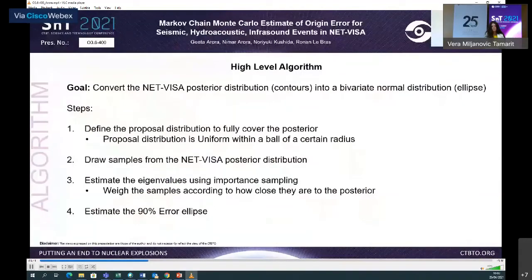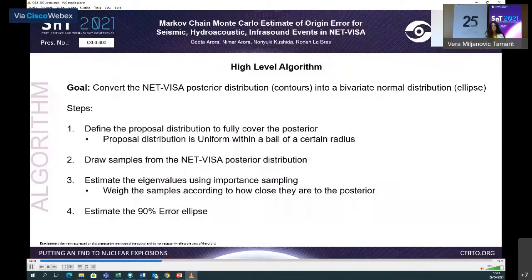This is our high-level approach. Our goal is to convert the NetVisa posterior distribution, which is the contour, into the bivariate normal distribution, which is an ellipse. Now the steps here include defining the proposal distribution to fully cover the posterior. And this proposal distribution is a uniform distribution within a ball of a certain radius.